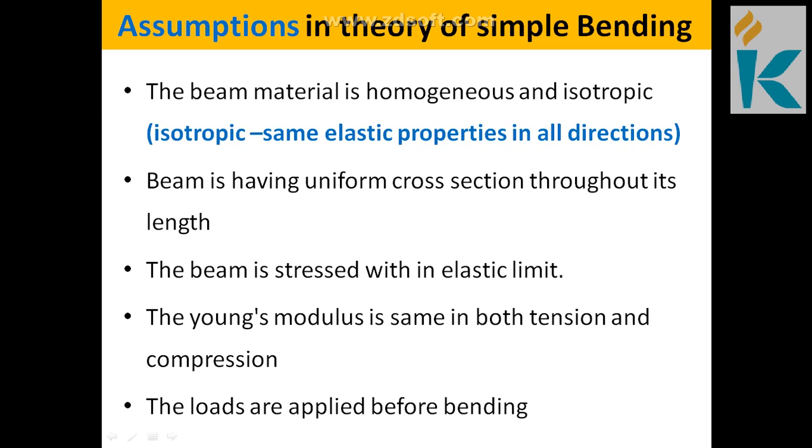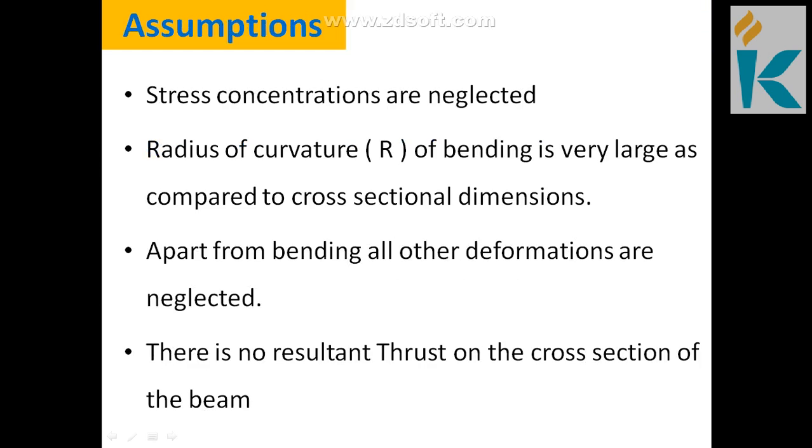Then the next one is that the loads are applied before bending. Then stress concentrations are neglected. Then the radius of curvature of bending is very large as compared to the cross-sectional dimensions. Apart from bending, all other deformations are neglected. Then the last point is that there is no resultant thrust on the cross section of the beam.